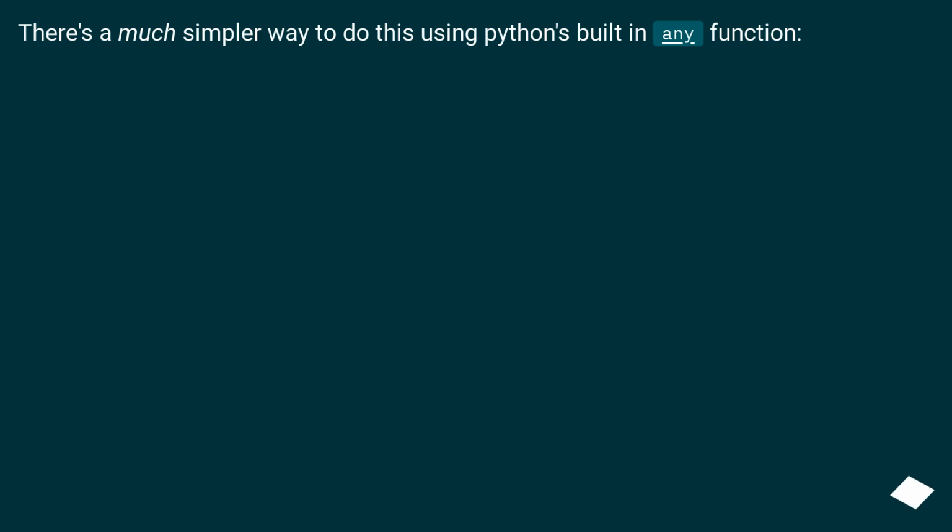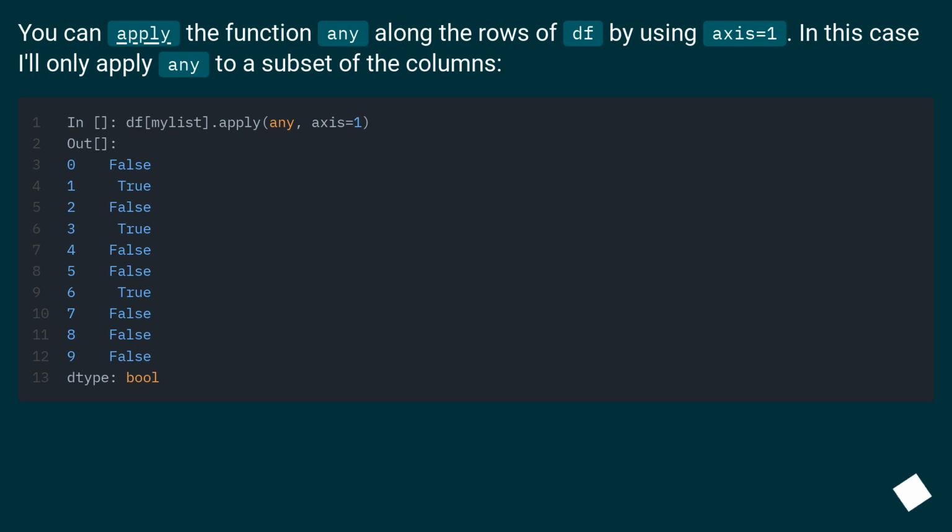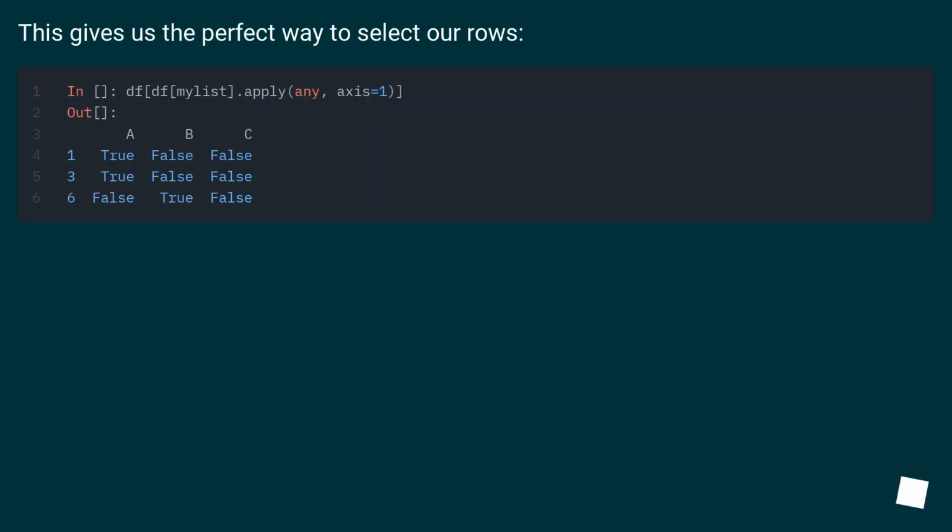There's a much simpler way to do this using Python's built-in any function. You can apply the function any along the rows of df by using axis equals 1. In this case, I'll only apply any to a subset of the columns. This gives us the perfect way to select our rows.